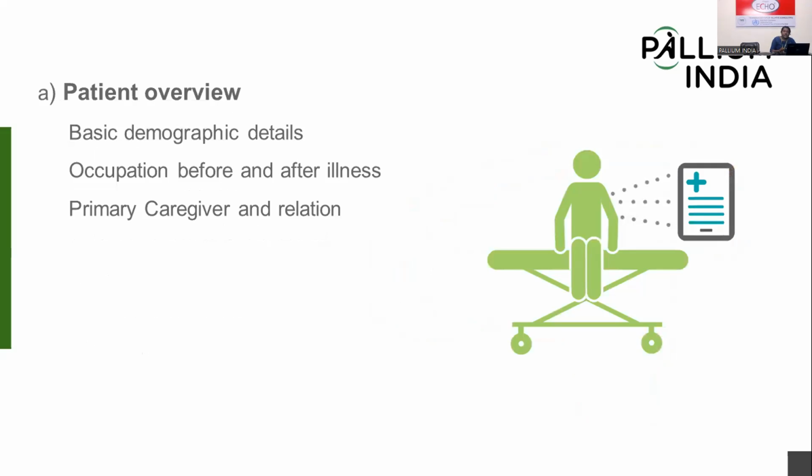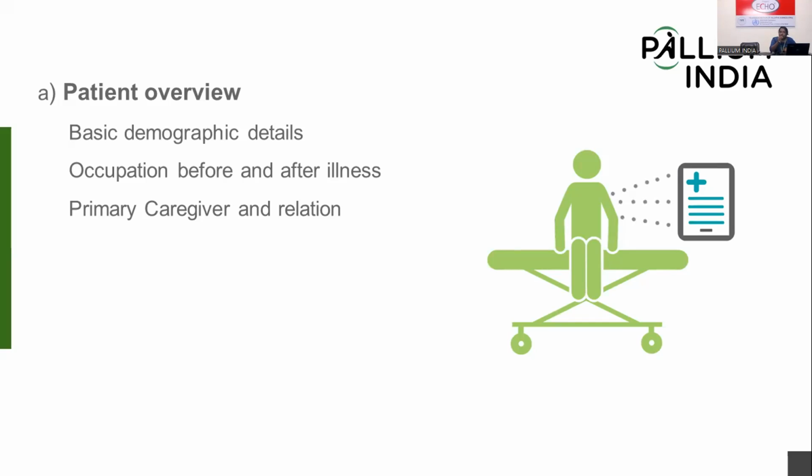So here, first one, the patient overview. When we are going to a family, first of all, I think the communication session is over for you, on how we can communicate with the patient by introducing ourselves and giving sufficient information. Then thereafter, what information do we require? Their basic demographic details involving their name, their age, then occupation before and after illness, and who is the primary caregiver and the relationship. Sometimes the primary caregiver is a paid one.